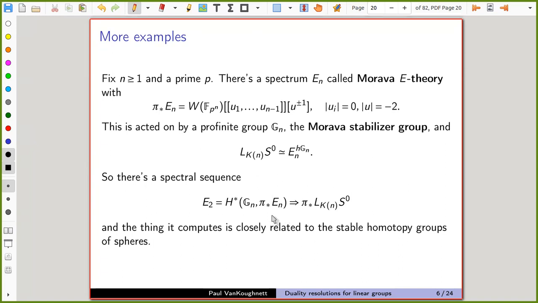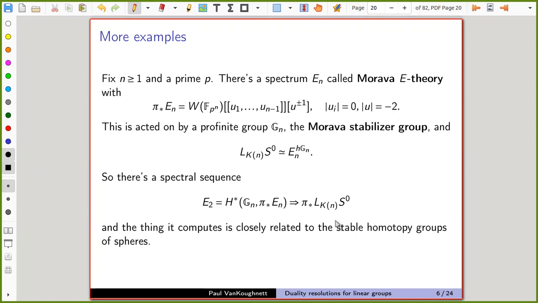Just like we saw for K-theory, there's a spectral sequence where the input to the spectral sequence is the group cohomology of Gn acting on this ring, which I just wrote down. And the output is the homotopy groups of this object called the Kn local sphere. The Kn local sphere is closely related to, or these homotopy groups that we're calculating are closely related to the stable homotopy groups of spheres.